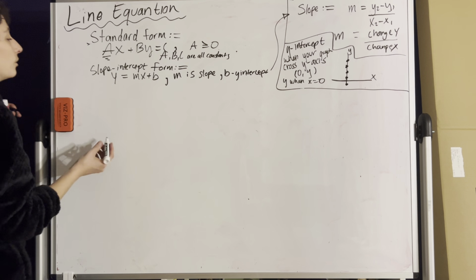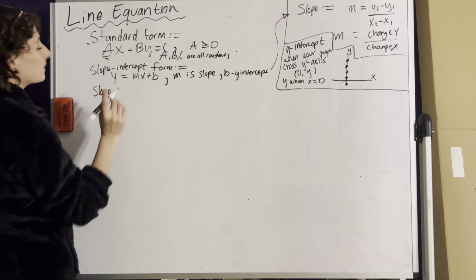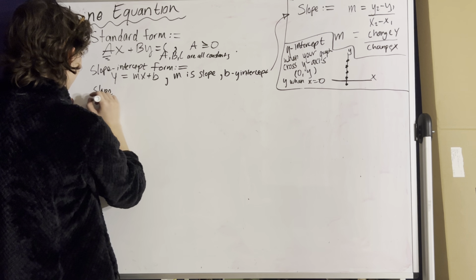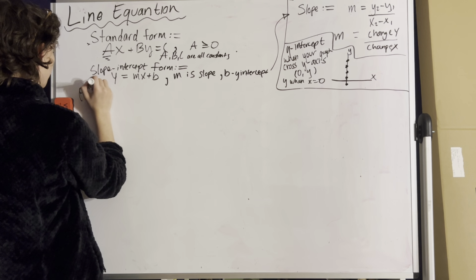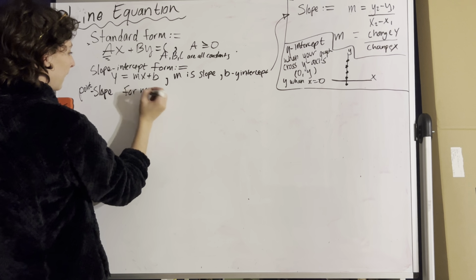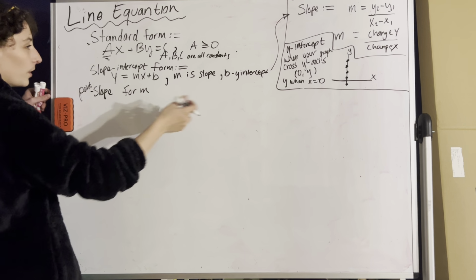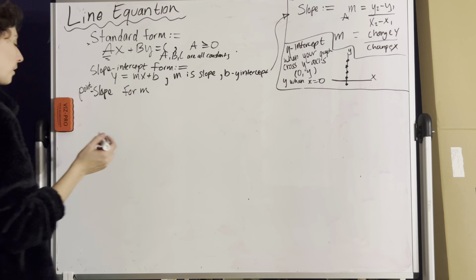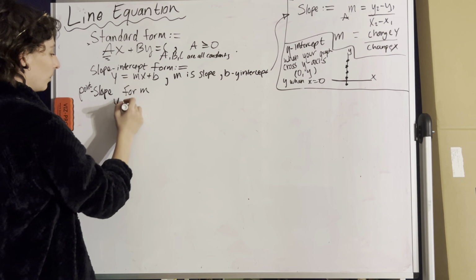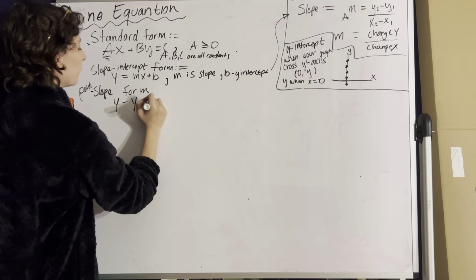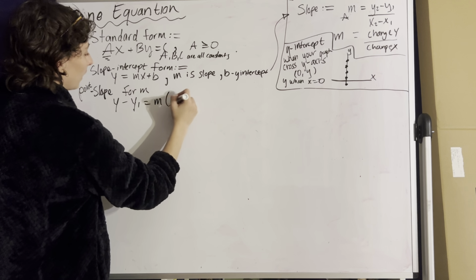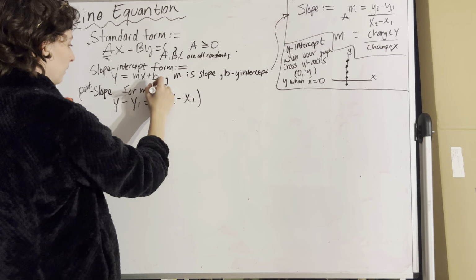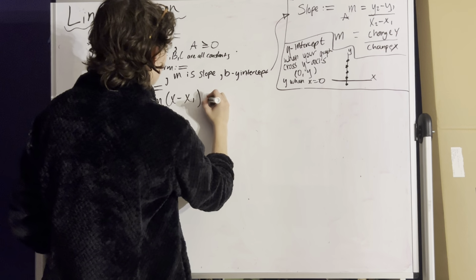And then finally, point slope form. Not that it's not important, it's important, but it's not used very often. You can actually derive it using slope, and if you're interested in that, we can talk about it. It's going to be y minus y1 is equal to m times x minus x1. And here it's important to remember, m is going to be our slope.